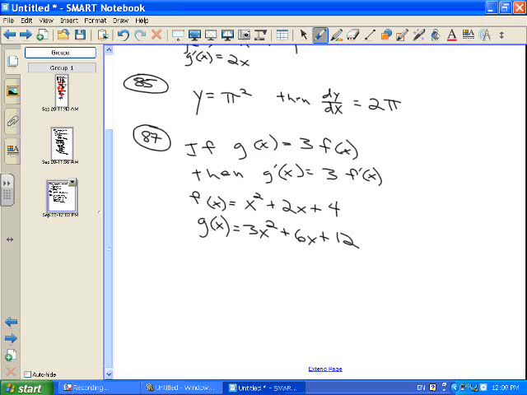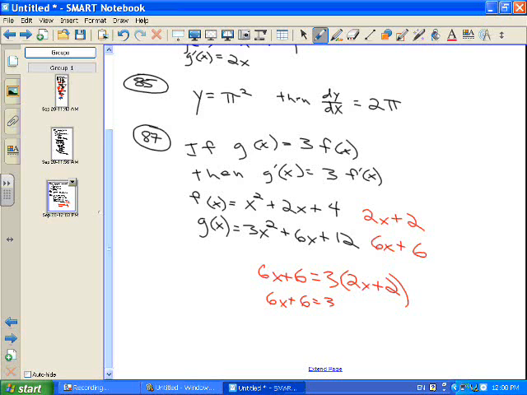All right, so take the derivative of f of x. 2x plus 2. Take the derivative of g of x. 6x plus 6. So is the derivative of g, which is 6x plus 6, equal to 3 times the other one? Yes, it is.